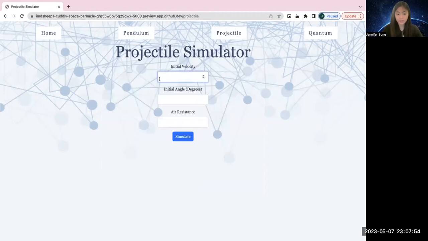So for the projectile, we'll have to specify 3 conditions. The first one is the speed at which I throw it at. Say that it's 35 meters per second. Second one is the angle, we'll say 1 degree or something. And the third one is air resistance. So we'll put like 3.5.